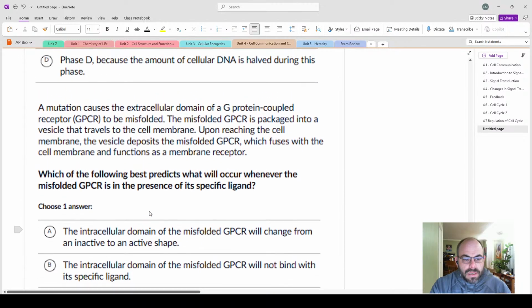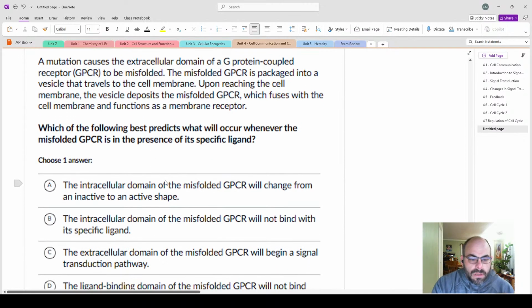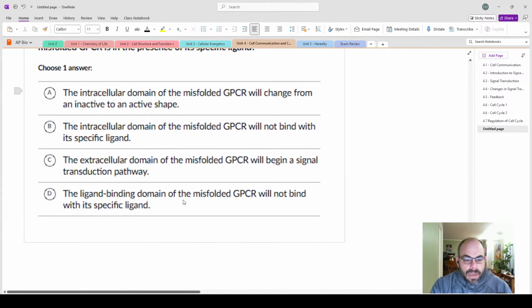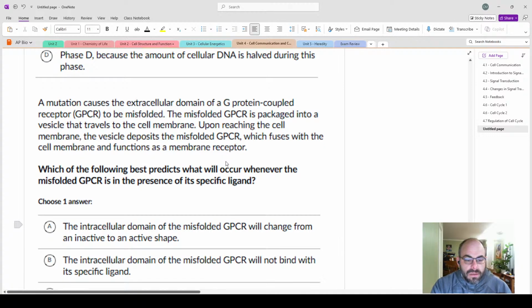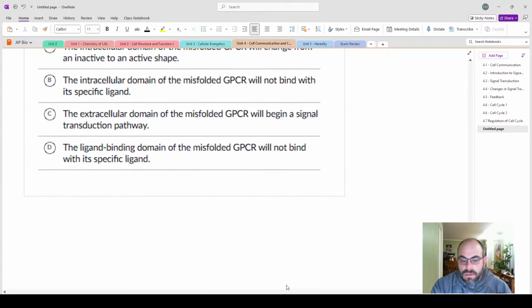So, all right, this isn't bad, but it takes a little more because this is extracellular, this is intracellular. That is the throw off right there. The ligand binding domain of the misfolded GPCR will not bind with a specific ligand, right? Does that make sense? Because the extracellular domain is the place of extracellular. I'm going with D, though I might get this one wrong.